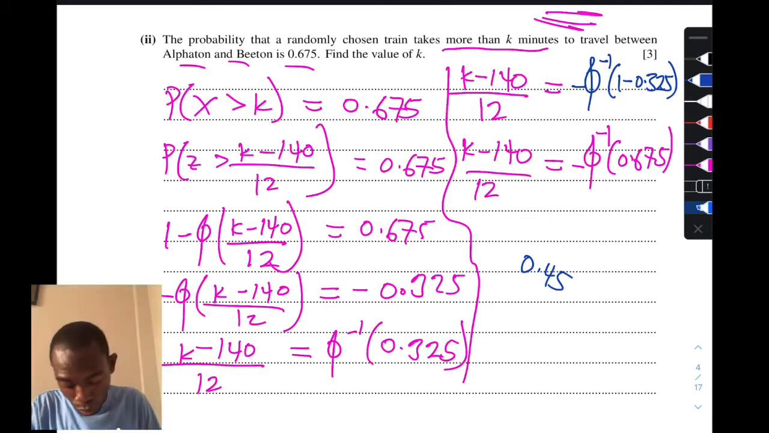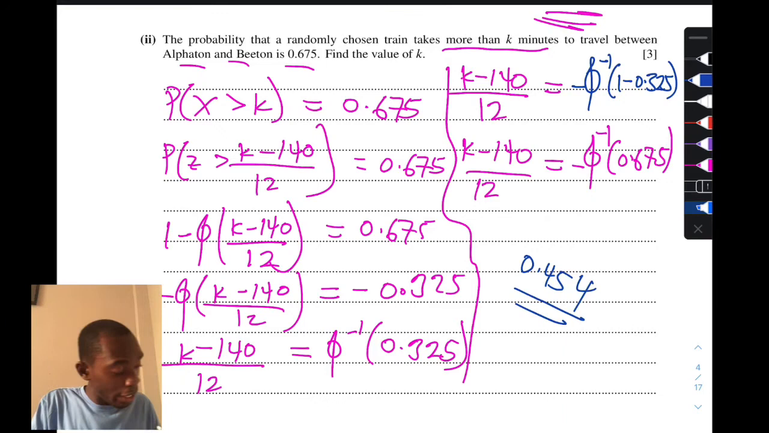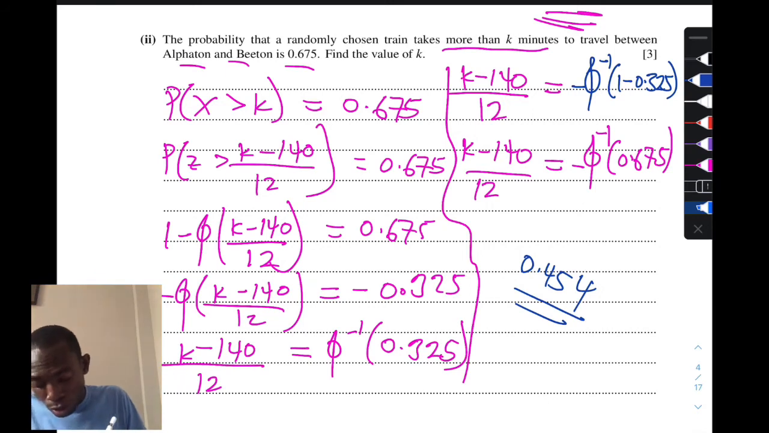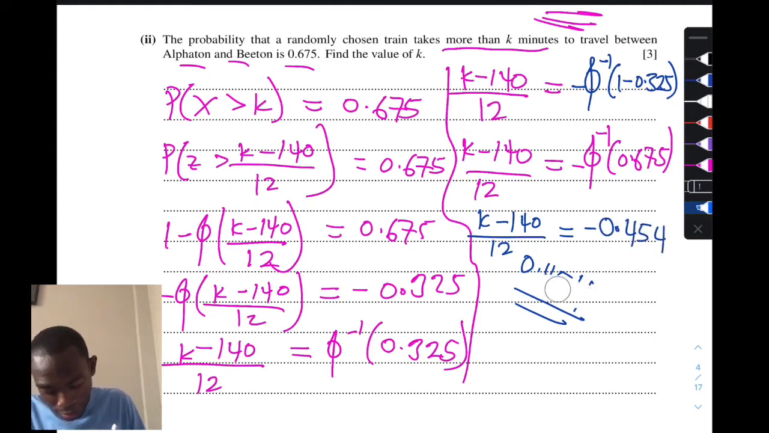Okay, so now this is what I have. If you were to read a critical value, you wouldn't get this. So that means our answer is k minus 140 over 12 is equal to negative 0.454. Now we can clean this up.